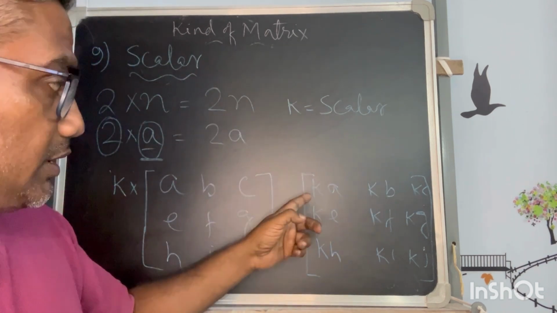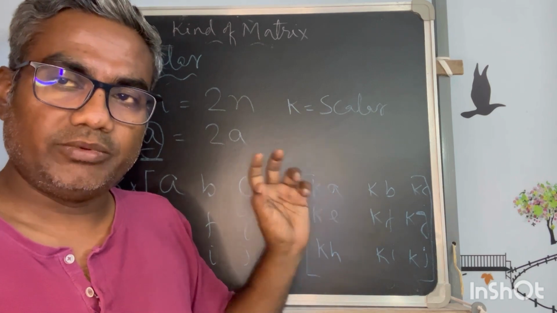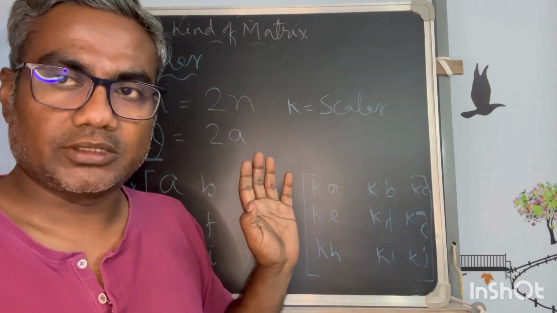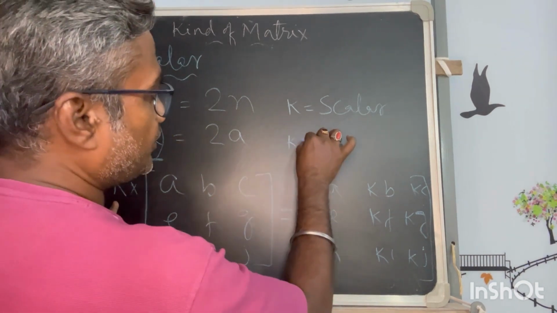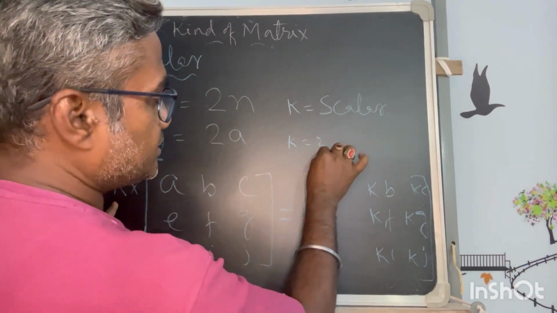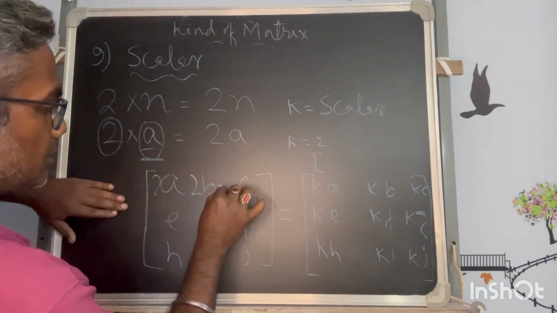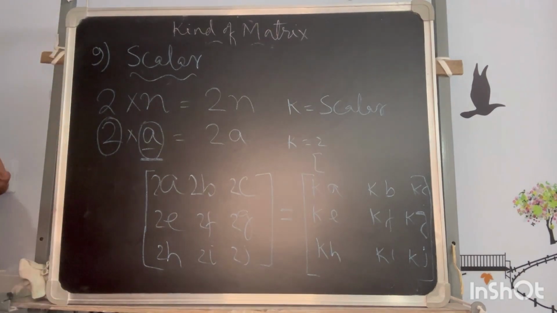This is only a multiplication factor for that matrix, and each element will be affected by the same multiplication factor. So if it is 2, each element will be transformed, and instead of writing this, I can write this, which will be the same. Understood? So this is scalar.